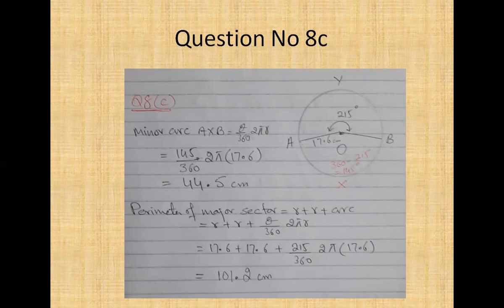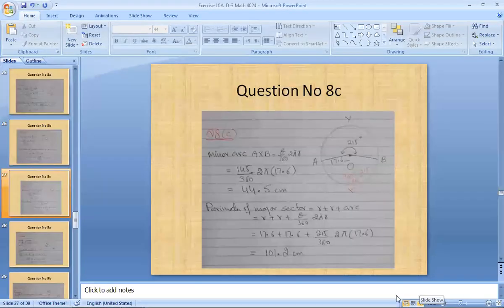The second part of the question is find the perimeter of the major sector. That will be radius plus arc, radius plus theta by 360 times 2 pi r: 17.6 plus 215 divided by 360 multiply 2 multiply pi multiply 17.6 equals to, and your calculator will give you the answer 101.2 centimeter. So that is how you do question number 8C part. Hopefully you understand.